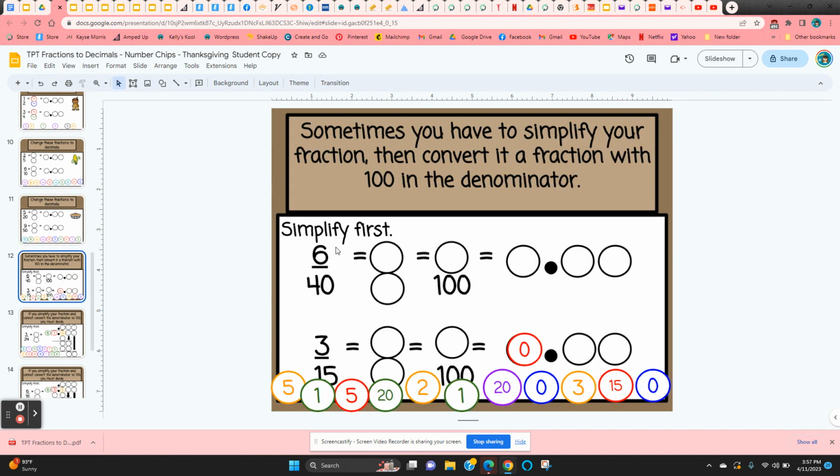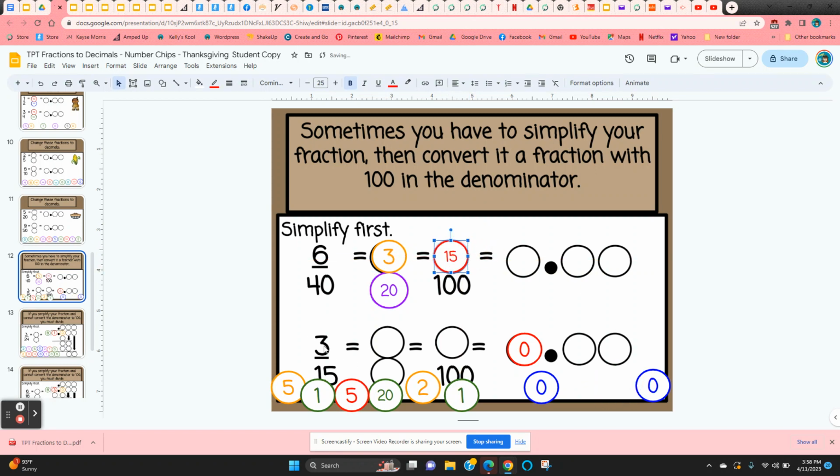Now, when they get to slide 12, well, they can't always directly convert to a fraction with 100 in the denominator. In this case, they have to simplify both of these fractions first. So if they simplify 6/40ths, divide by 2, that will give them 3/20ths. Now they can change it to a fraction with 100 in the denominator by multiplying by 5, and then they can change it to a decimal. Same thing on the next one. If they divide by 3, they get 1/5. Then they can change it to 20 hundredths and change it to a decimal.